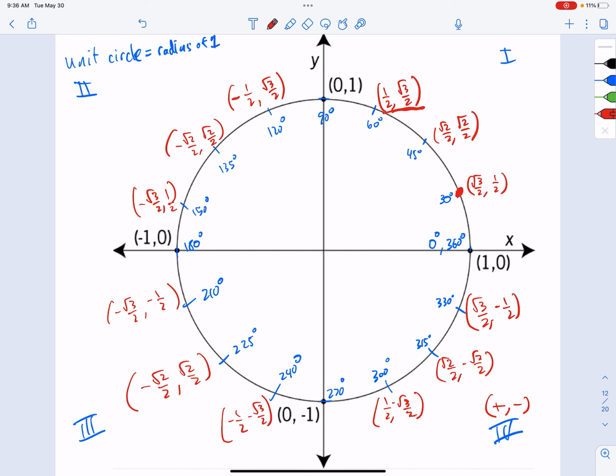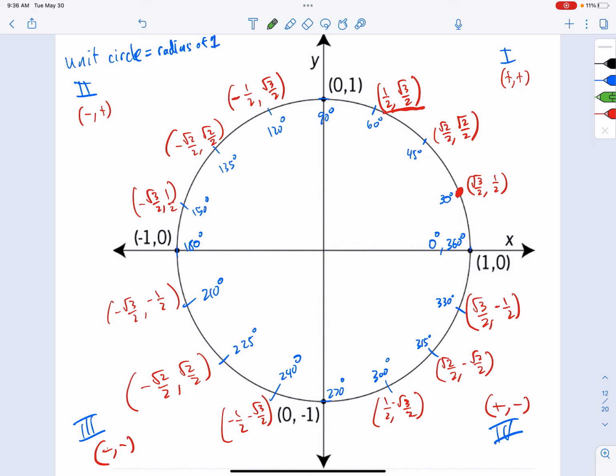Okay, so one thing you might want to do is just indicate the signs of the coordinates all the way around. So in quadrant 1, they're both positive. Quadrant 2, x is negative, y is positive. In quadrant 3, they're both negative. And then in quadrant 4, x is positive, y is negative.